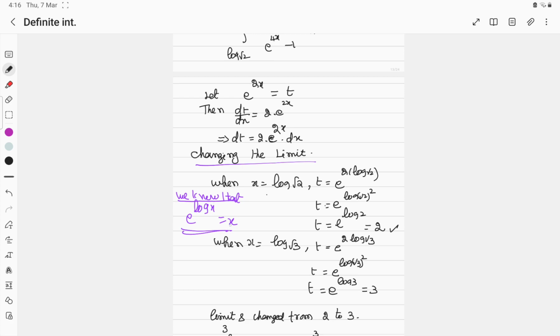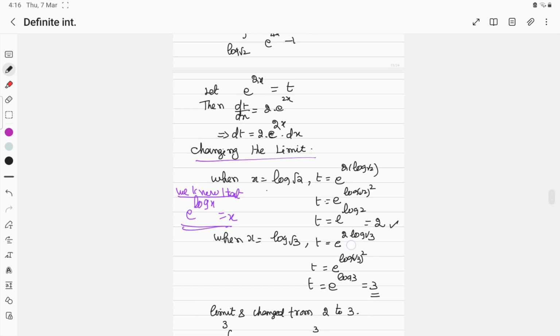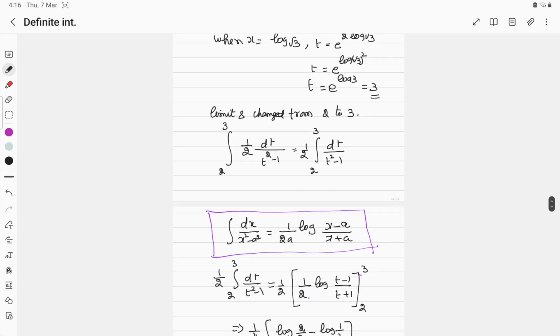Use this formula. E power log x is equal to x. Like that, e power log 2 becomes 2. Similarly, when x is equal to log root 3, t becomes 3. So, limit changes from 2 to 3. So, rewrite the equation like that. Limit 2 to 3, 1 by 2 dt by (t square minus 1). That is half into the integral from 2 to 3 of dt by (t square minus 1).